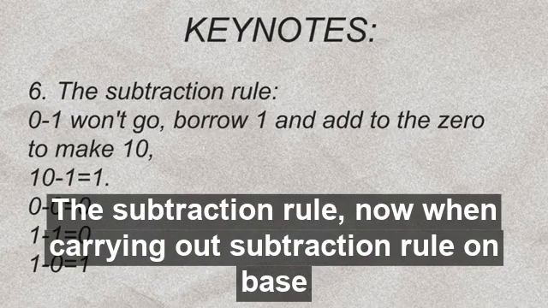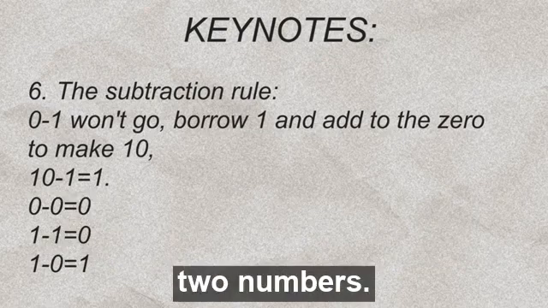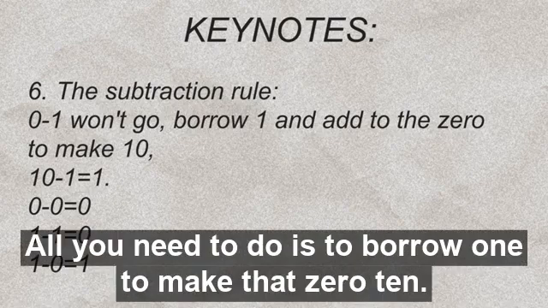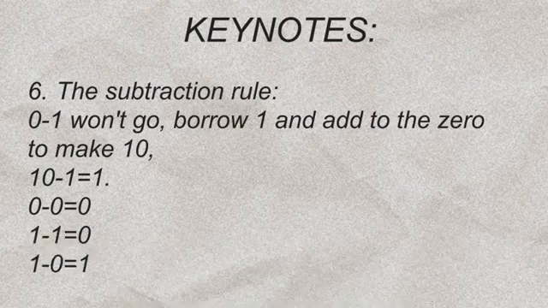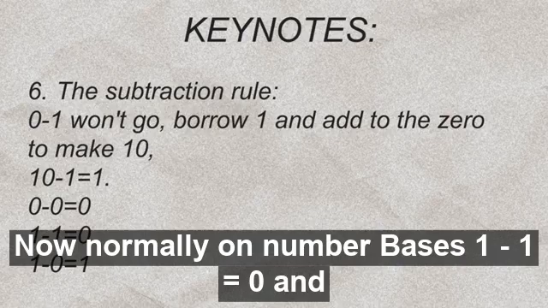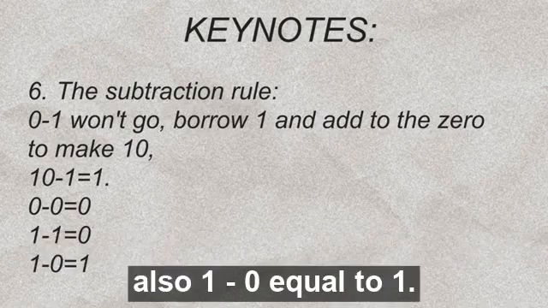Now when carrying out subtraction on base 2 numbers, you should note that if you are subtracting 0 minus 1, normally it's not possible, it won't go. All you need to do is to borrow 1 to make that 0 into 10. And then 10 minus 1 will now give you 1. Now normally when you are subtracting 0 minus 0, it's going to give you 0. Now on number bases, 1 minus 1 will also give you what? 0. And also 1 minus 0 will be equal to 1.